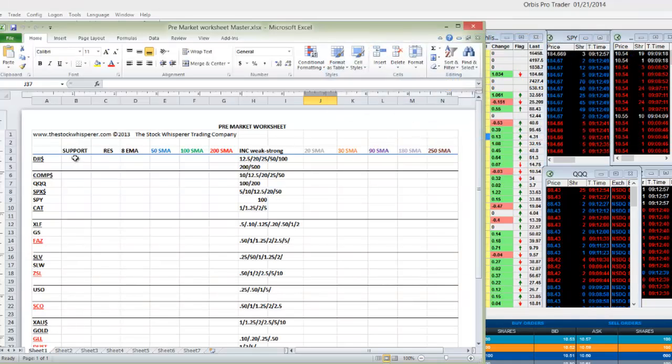So the first thing I do in the morning is I look up the major levels on the major indexes. So we'll start with the Dow, and I'll show you how I do that. I'm going to look at the next resistance level, and I'm going to use the futures as a guide. And right now the Dow futures are up 88 handles, so I'm going to put 16,500 resistance.